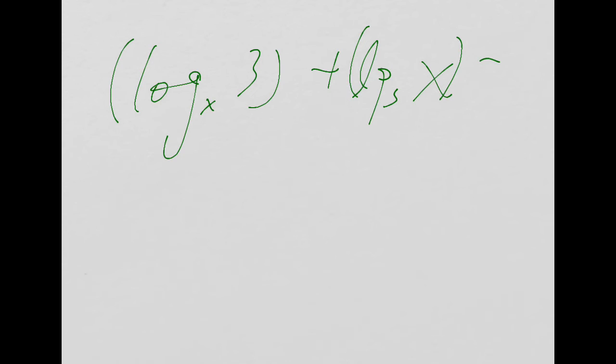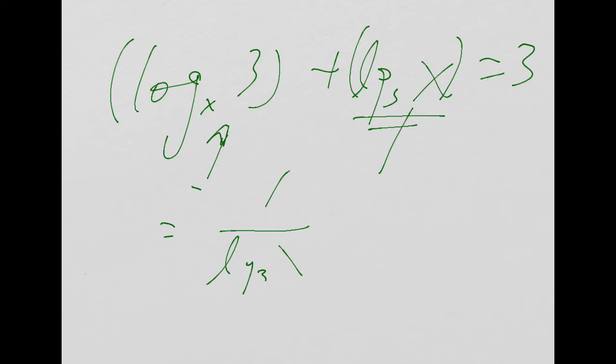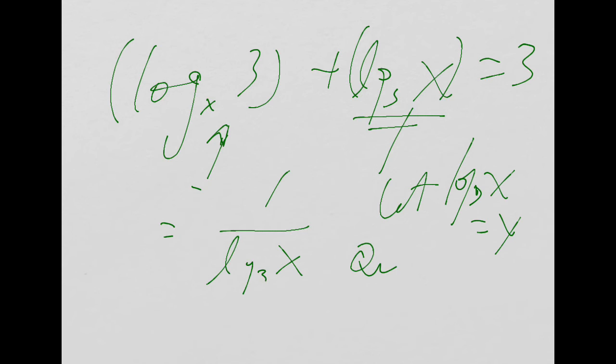Things like log base 3x of something. So you just need to change the base. Normally you can change to base 10, or you can change to any base you like. For example, I don't like x to be here, I just like 3 to be here, then you change the base. That will become 1 over log 3x. So you let log 3x equal y. So it becomes a quadratic equation. Normally that is the case.